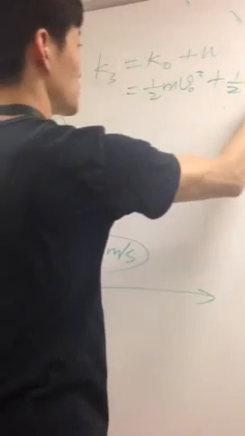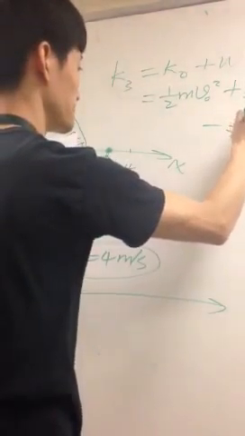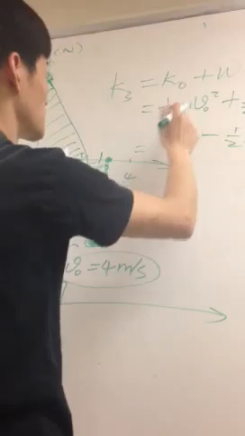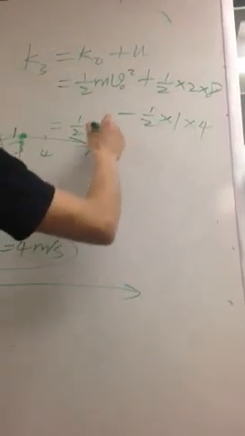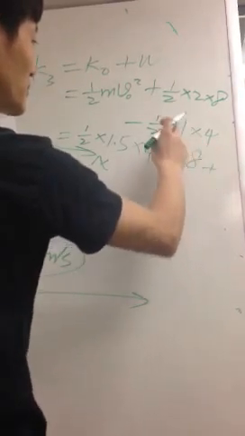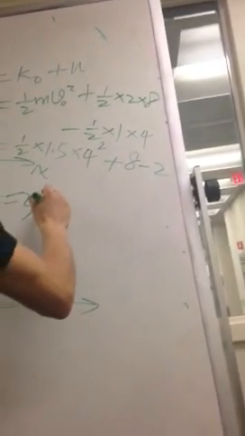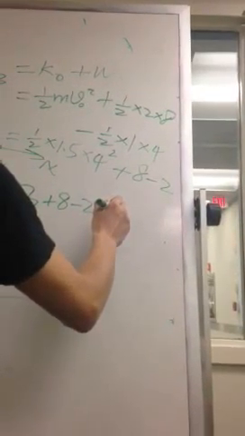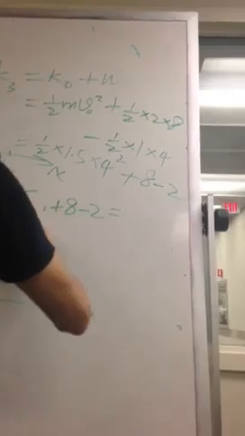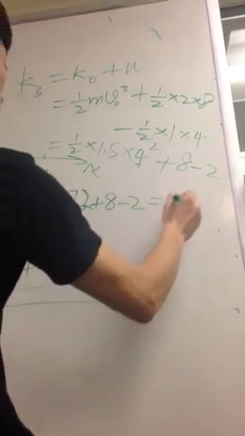So it's 1/2 times 2 times 8 minus this negative part. Here is 1. Here is 4. So it's 1/2 times 1.5 times 4 squared. You calculate here is 3 plus 8 minus 2. Here is 4 squared. Square is 16, so it's 12. So it's 18.